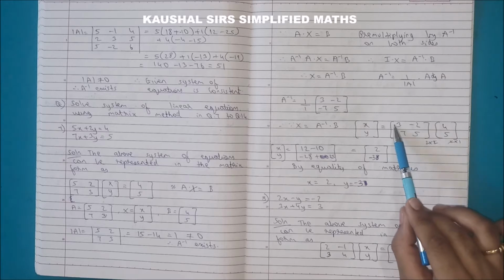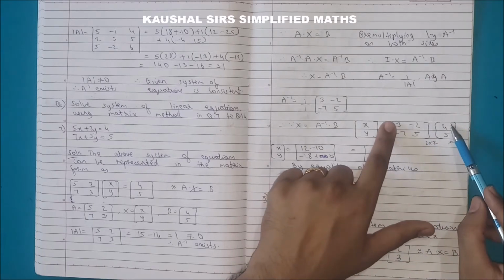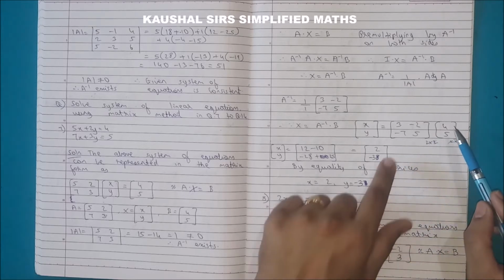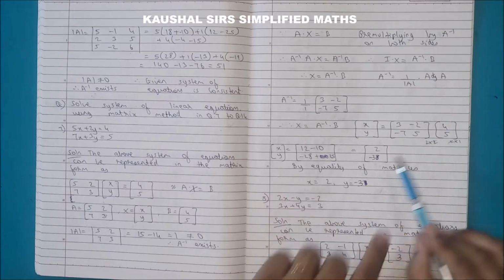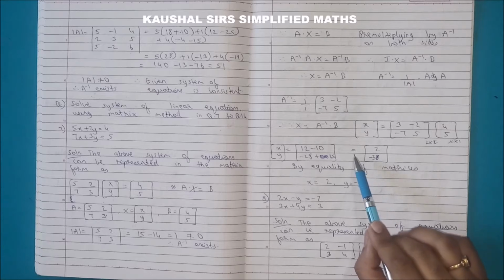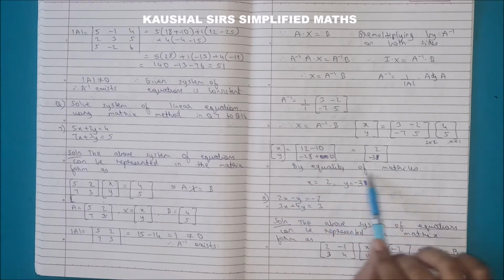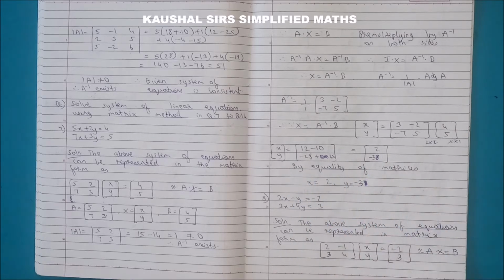So how will we get A11? First row first column, so we get your 12 minus 10 as your A11, and A21 second row first column, so minus 28 plus 25, which is -3. Now since there is equal sign in between and the order of the matrices is same, we can say by equality of matrices x is 2 and y is -3. Okay students, so this is your matrix method.